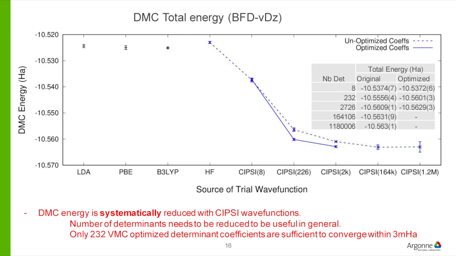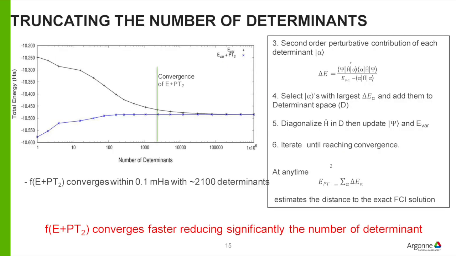Another thing that is interesting when we evaluate the second-order perturbation energy is that at all times, when you do the sum over all these determinants that you have, this is the PT2 energy. This PT2 energy basically estimates the distance to the exact full CI energy. So every time you do one calculation of this PT2, it goes down. When this energy reaches 0, it means that you're introducing zero error between your full CI estimate and the value that you're computing.